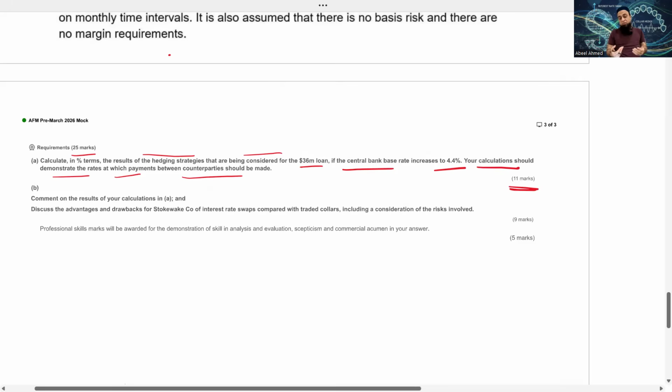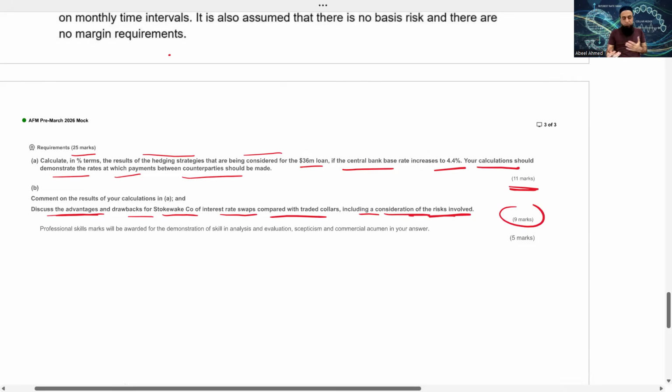So far, at least point A, the requirement says we are going to take a loan of 36 million. If the base rate of the bank becomes 4.4, you need to demonstrate. But we now have to read the question data to see exactly which hedging strategy we need to follow. It is not mentioned in the requirement. B, comment on the result of your calculation in A. Discuss advantages and drawbacks for Stoke-Wake Company of interest rate swaps compared with the traded collar, including a consideration of the risks involved, 9 marks.